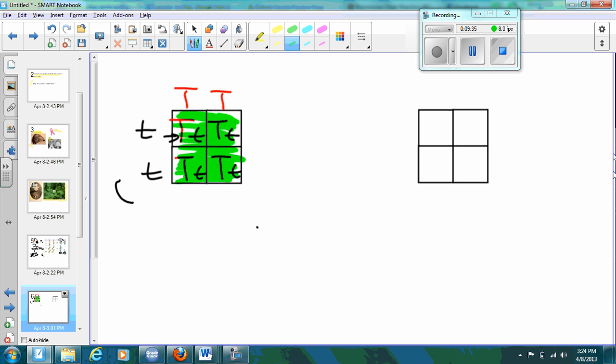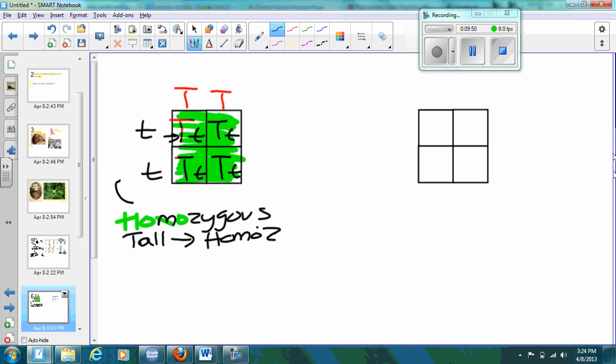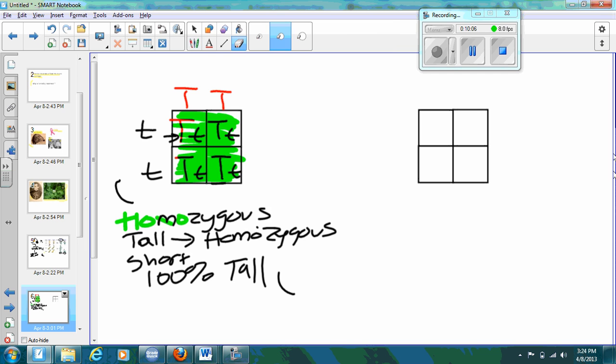So if you mix a homozygous tall with a homozygous short, 100% of your offspring will be tall, because they're going to have the big T. So they're going to be heterozygous. So their genotype will be big T, little t. Okay? This is kind of what we did with our penny.